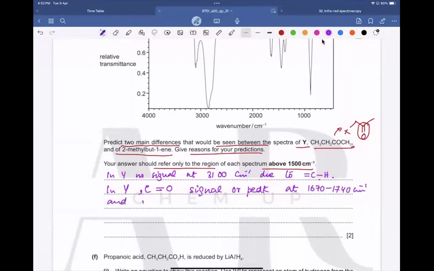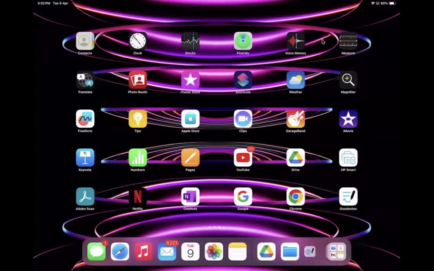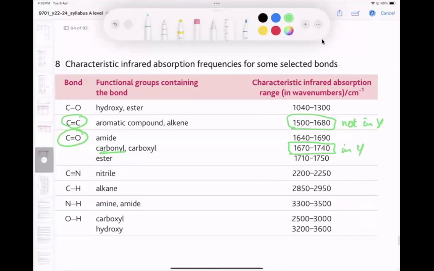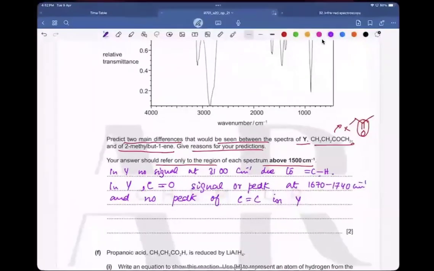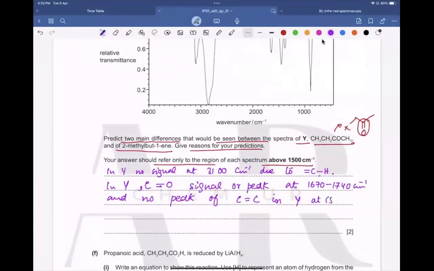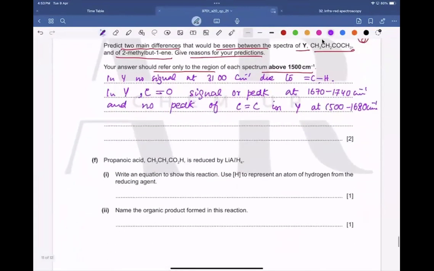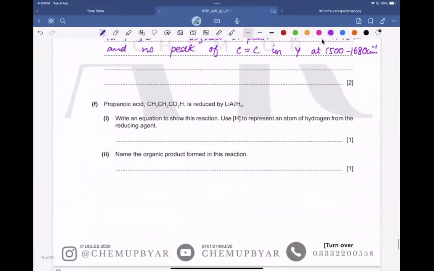And no peak of C double bond C in Y, which is this one, 1500 to 1680. At 1500 to 1680 centimeter inverse. Is this clear? If anyone has any confusion, please ask.